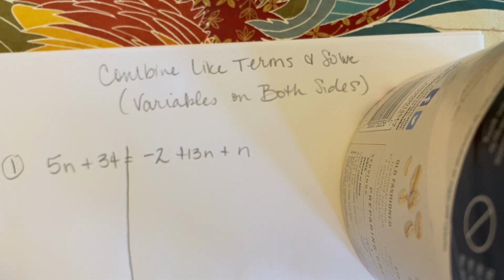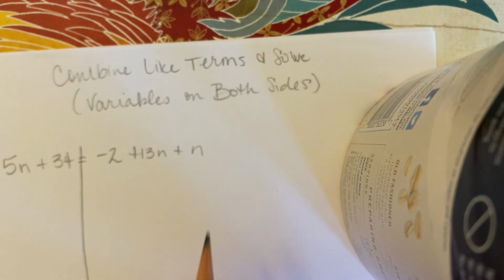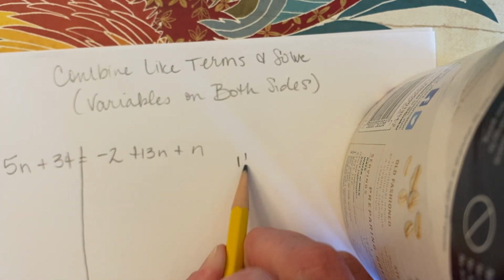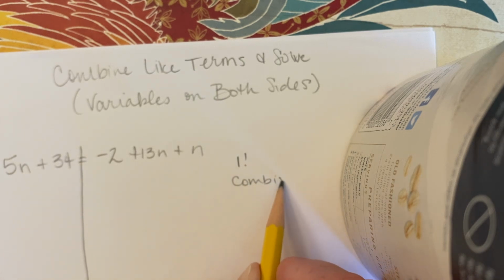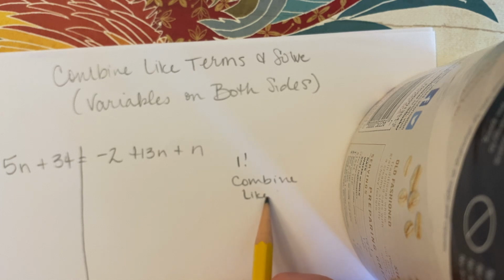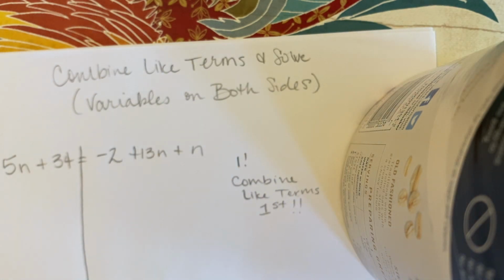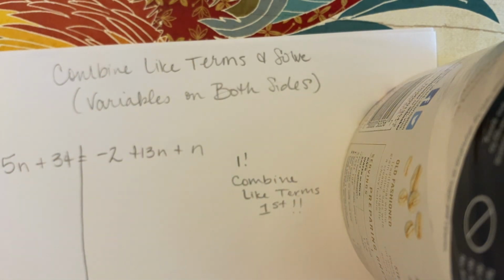But first, before I begin moving anything left or right, I want to combine everything that I possibly can. Step one, when we're solving these big, long equations like this, step one is always going to be combine like terms first. Combine like terms first. Then we'll be ready to move forward.